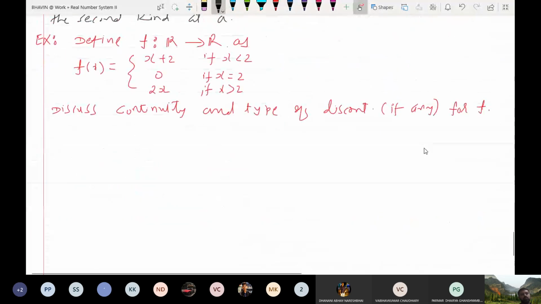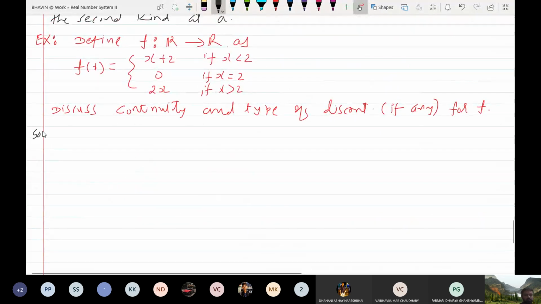Now look at this example. See, if I draw, this is 2.